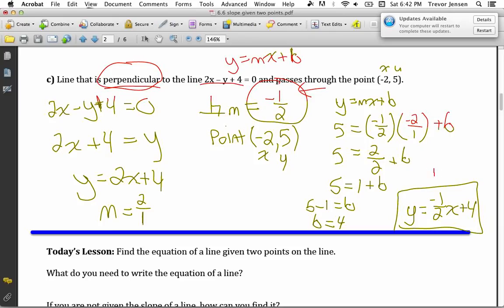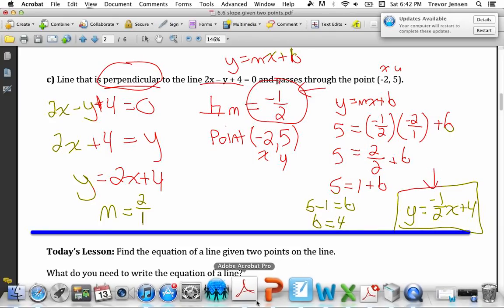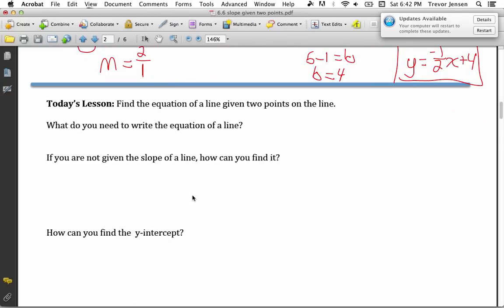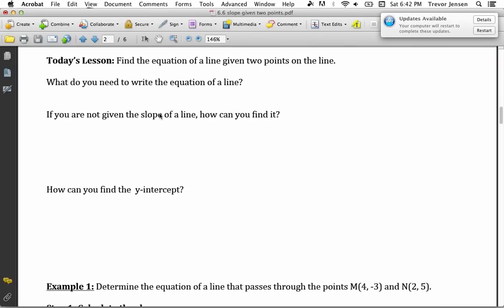Okay? So now let's move on to today's lesson. Today's lesson is going to be very similar to the last lesson, but there's going to be one extra step involved in it. So what we're going to do today is find the equation of a line if we're given 2 points on the line.